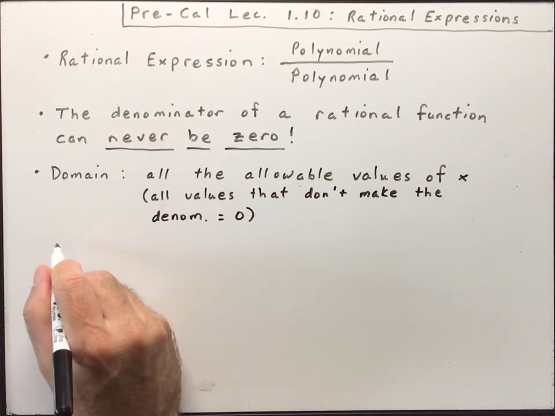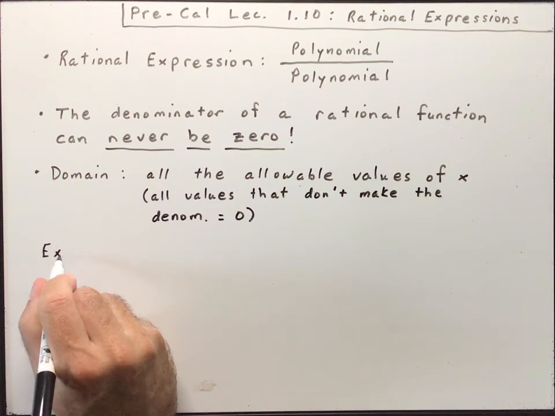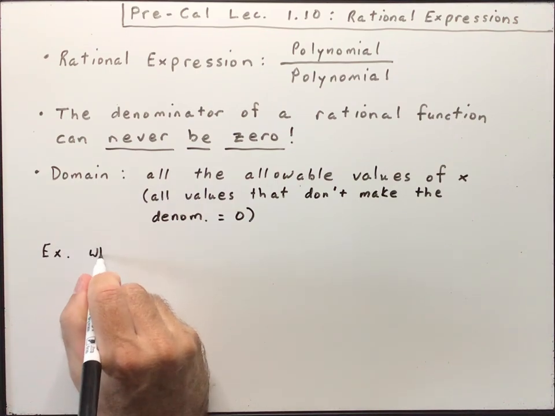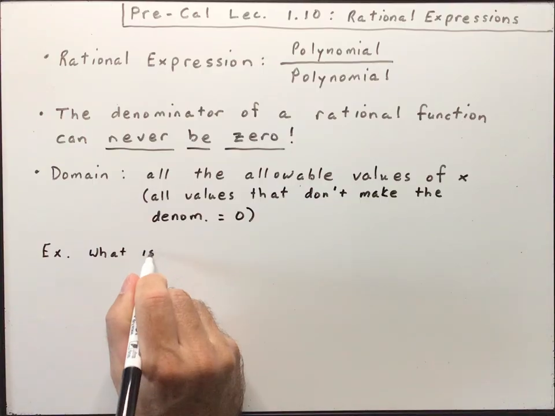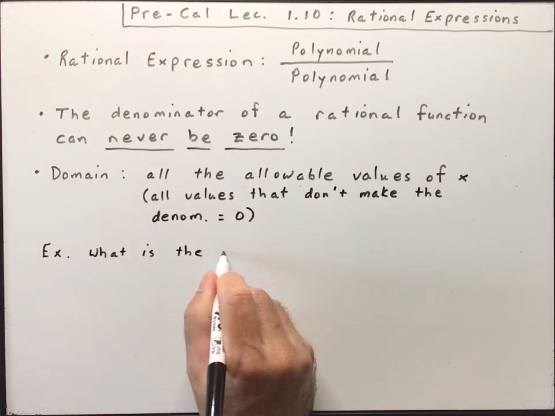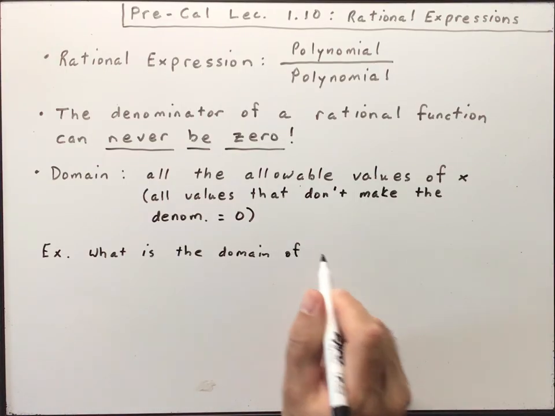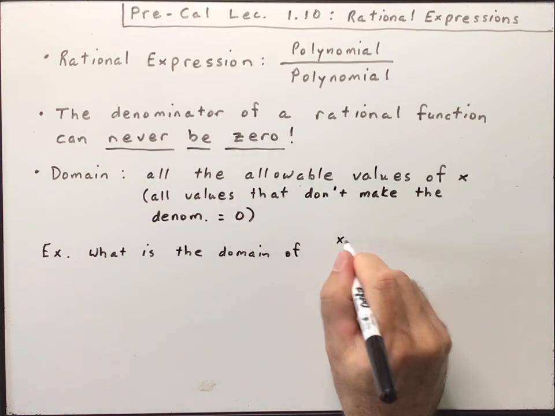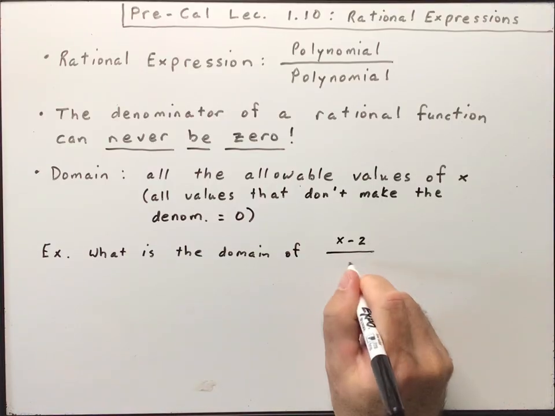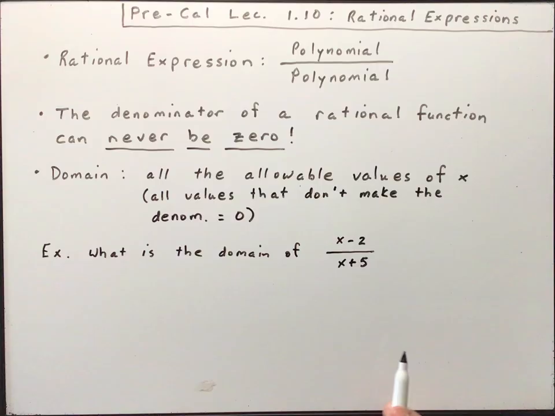So first example, let's say what is the domain of x minus 2 over x plus 5. The way I'm going to allow you to write that is, okay, so x cannot be what number? Well, it can't be negative 5 because that would make the denominator 0.